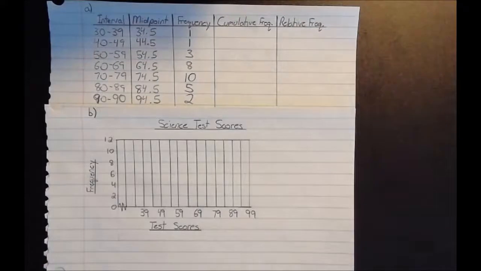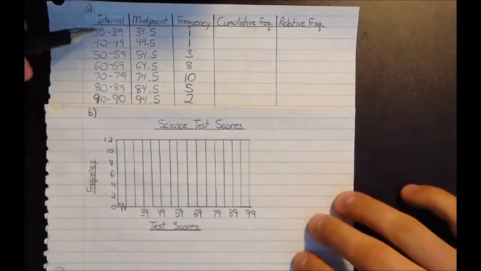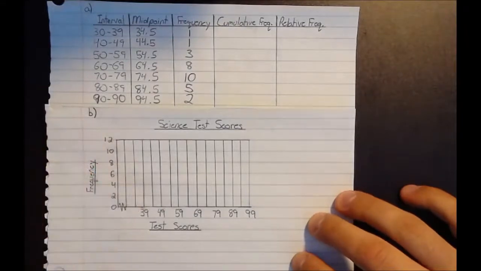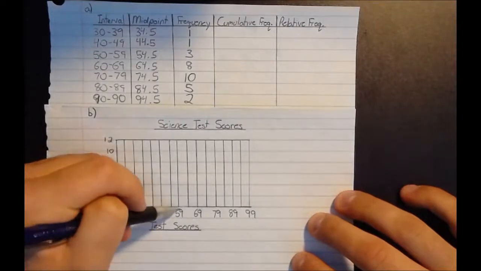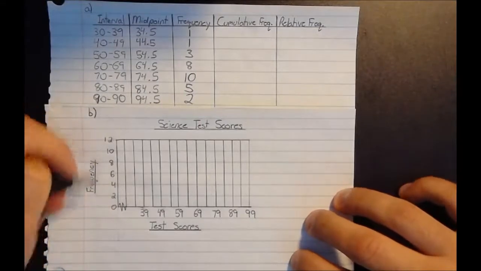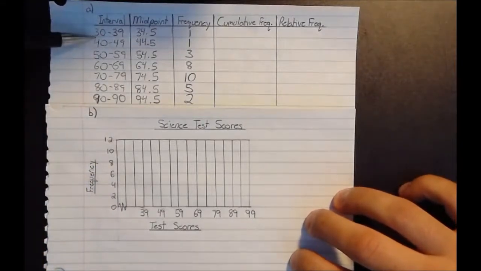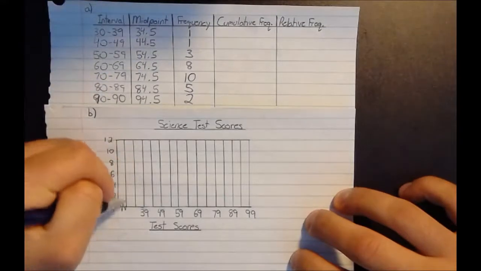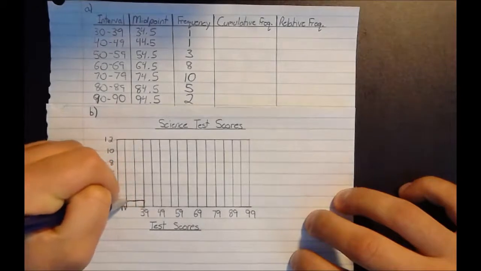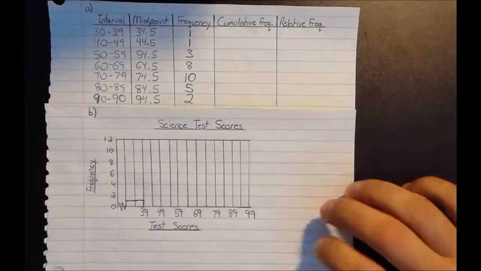Now a histogram uses bars that are connected, and that represents a continuous range of values. So from 30 to 39, I'm going to use 2 of these columns here to represent that range of data. So 39, 49, 59, 69, and so on. Okay, and I have my frequencies on my y-axis there. So from 30 to 39, I have a frequency of 1, so I'm going to go about halfway up the 1 there. So that's my first part.